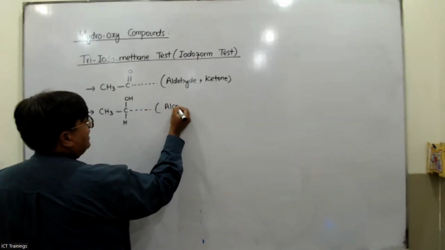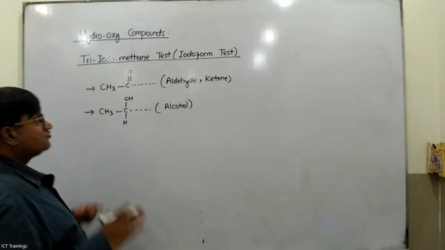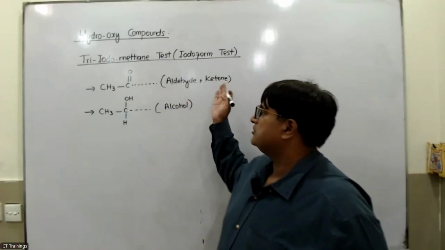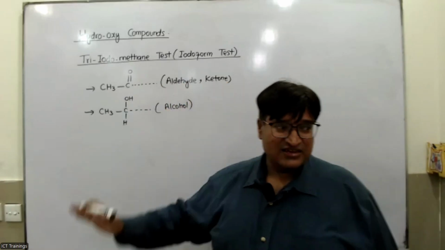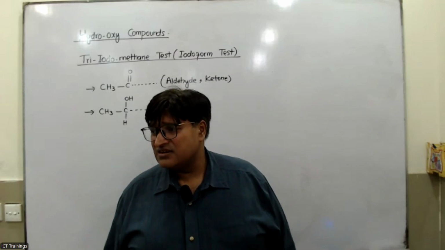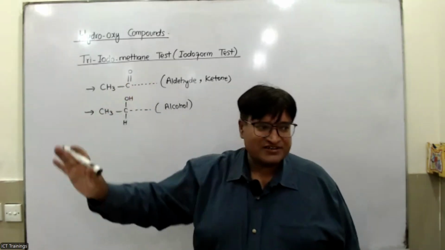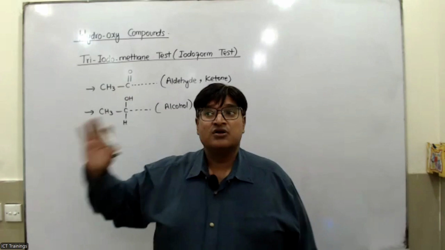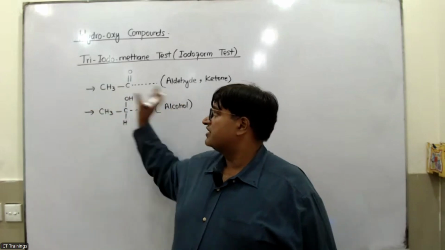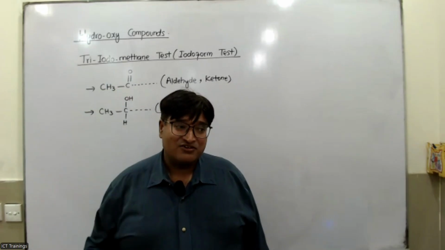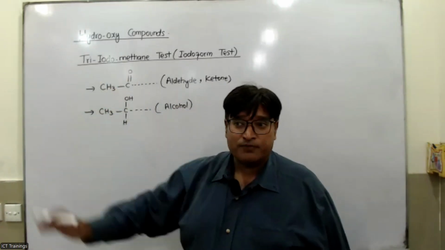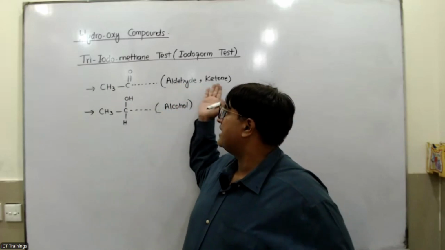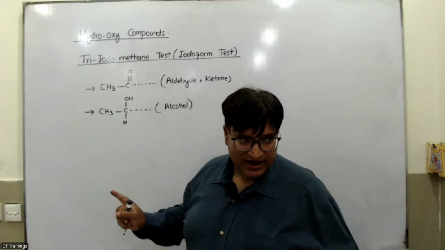So this one is the alcohol group. The triiodomethane test can only be used for aldehyde, ketone, and alcohol, nothing else. If the compound is a carboxylic acid and this group is present, the test cannot be used. If the compound is an ester, no positive test. If the compound is an acyl chloride, no positive test. So this test is only positive when the compounds are aldehyde, ketone, or alcohol. Keep that in mind.